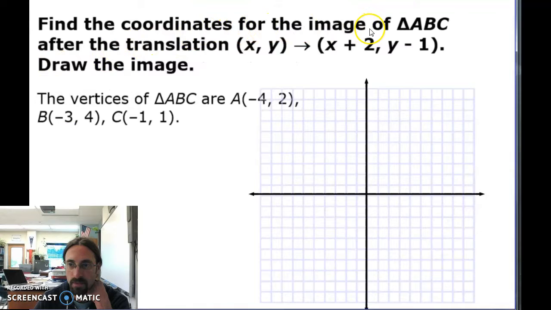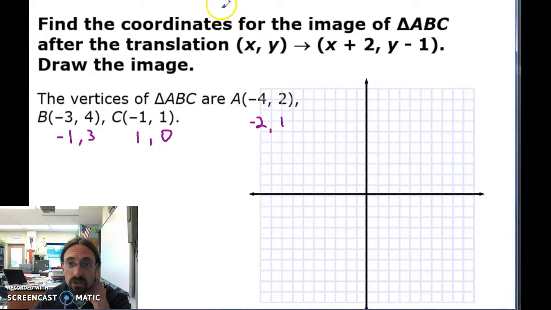Find the coordinates for the image of triangle ABC after the translation. Okay, so add 2 to all the x-coordinates and subtract 1 from all the y-coordinates. Well, that's pretty easy. And then it says draw the image. Okay, well, hold on, let's add 2. So negative 4 plus 2 is negative 2, and 2 minus 1 is 1. Negative 3 plus 2 is negative 1. 4 minus 1 is 3. Negative 1 plus 2 is 1. And 1 minus 1 is 0. Well, heck, all it says is draw the image.